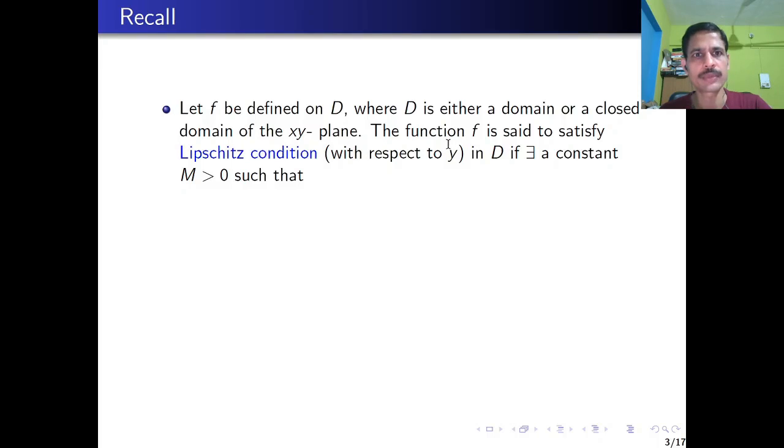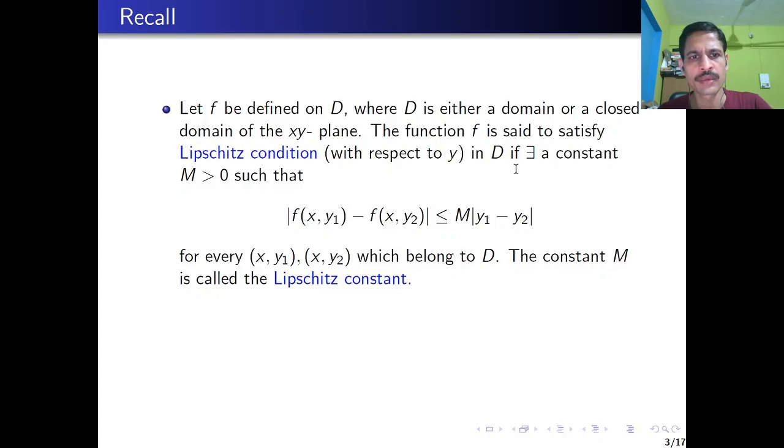A function f is said to be satisfying Lipschitz condition in the domain D if there exists a constant m greater than 0 such that the modulus of the difference of f(x, y1) and f(x, y2) is less than m times the modulus of the difference of y1 and y2, for every (x, y1) and (x, y2) belonging to D. The constant m is called the Lipschitz constant.